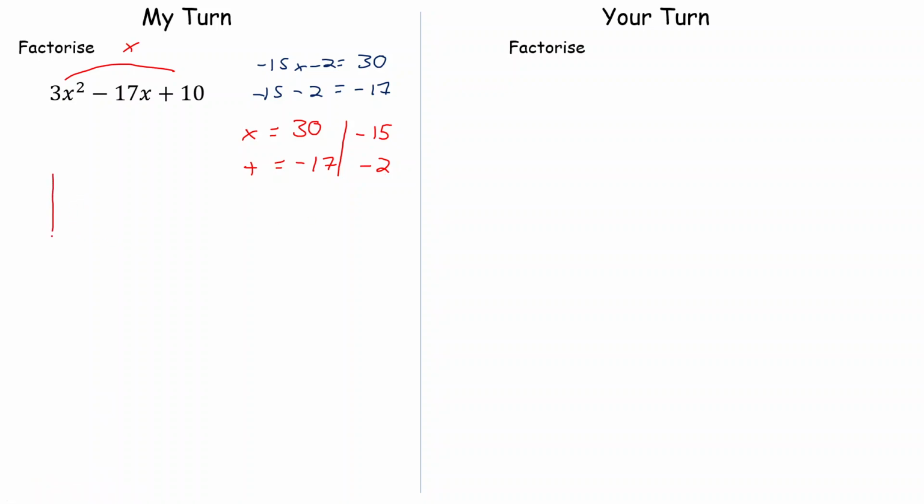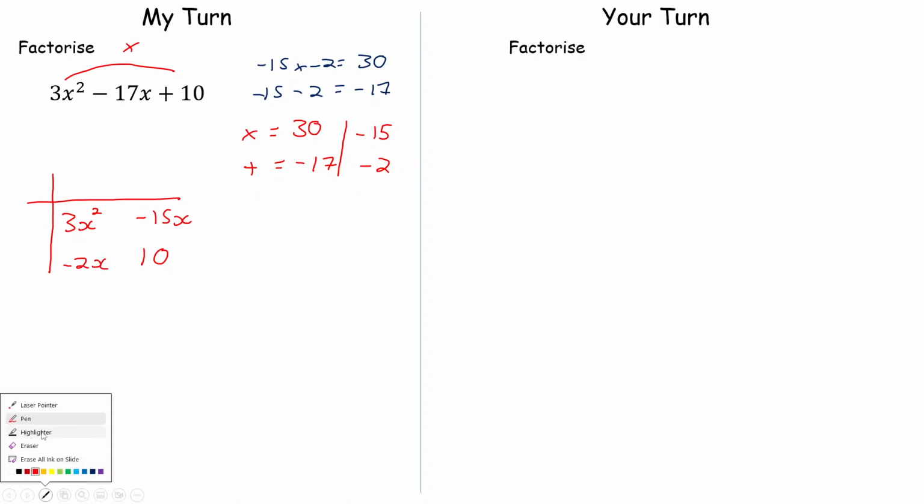But now the same process as before. You draw your grid, and then you put your numbers into that grid. So the first term, 3x squared, goes in your top left. The last term, the 10, goes in the bottom right. And then your numbers here can go anywhere within the grid. So let's put the minus 15, and you've got to put an x on the end of it here, and then minus 2x, let's stick it down here.